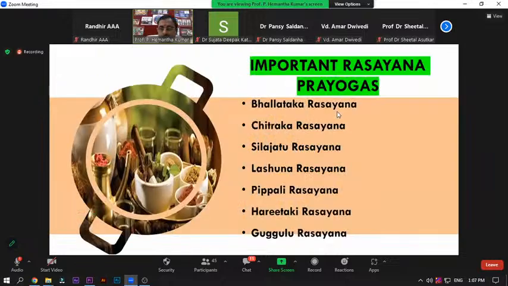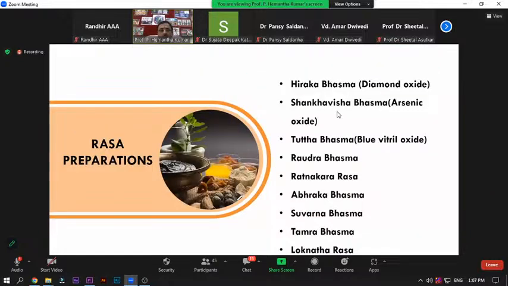There are some important Rasayana prayogas successfully practiced in Ayurveda like Ballataka Rasayana, Chitraka Rasayana, Shilajit Rasayana, Lasuna Rasayana, Pippali Rasayana, Haritaki Rasayana, Guggulu Rasayana. And some rasa preparations we can use cautiously in cancer patients like Hiraka Bhasma and Shankha Bhasma, Tuttha Bhasma, Raudra Bhasma, Ratnakaras, Abhraka Bhasma, Suvarna Bhasma, Tamra Bhasma, Lokanatha Rasa. These are some of the rasa preparations proved to have an anti-cancer effect.